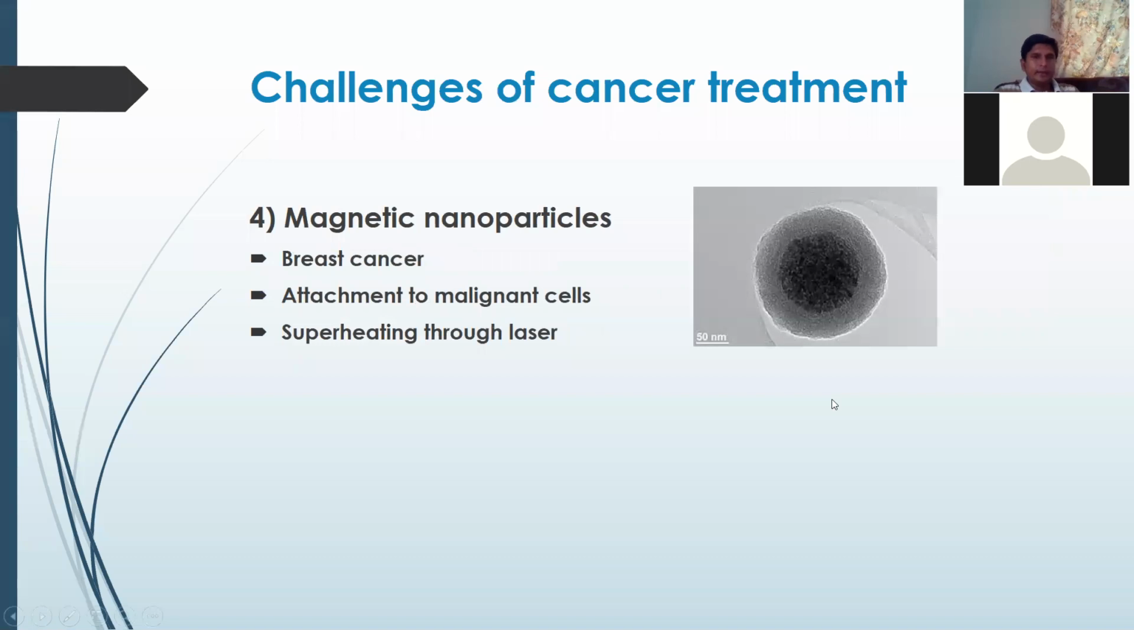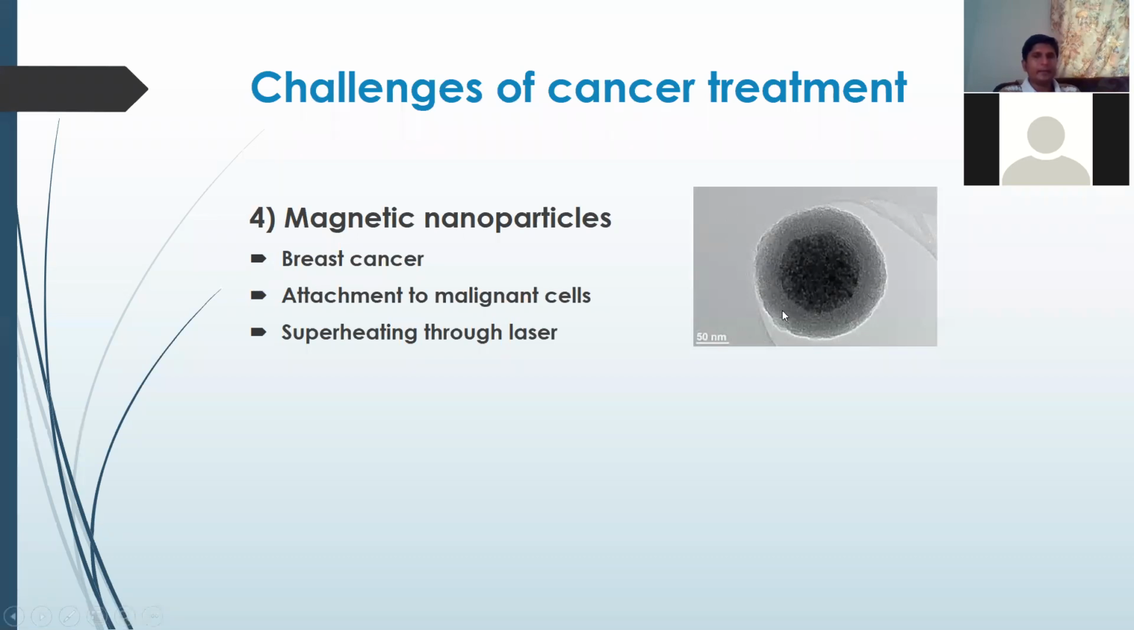Then the last strategy that I'm going to discuss today for the treatment of cancer by using nanomaterials is the use of magnetic nanoparticles. Yesterday we had already discussed the magnetic nanoparticles. If you see the picture here, the magnetic nanoparticles are those nanoparticles that have a magnetic core. So their core has magnetic properties. For example, iron nanoparticles, cobalt nanoparticles, and nickel nanoparticles are magnetic nanoparticles.